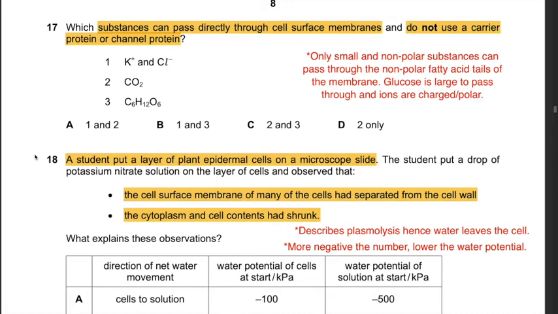Hence, if we consider options 1, 2 and 3, 1 is obviously polar. K plus and Cl minus, they are ions, and ions are charged. Since they are charged, they are polar. Hence, substance 1 is obviously incorrect. If we consider between 2 and 3, 3 is glucose, and glucose is too large to pass through the cell surface membrane. Hence, the answer is D, 2 only. Only carbon dioxide can pass through the cell surface membrane, as it is nonpolar as well as a small molecule.